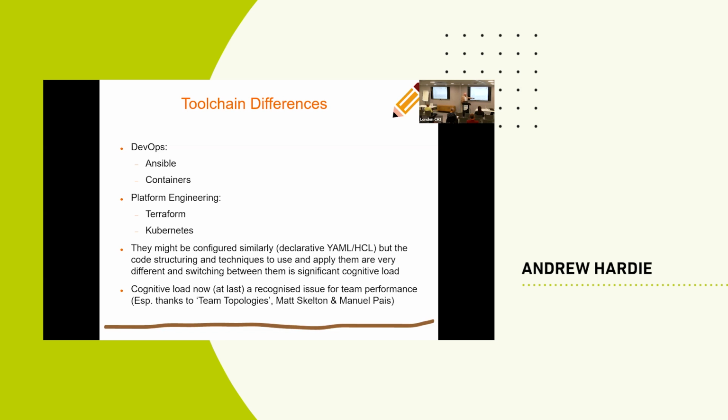Who's read Team Topologies? The book by Matt Skelton and Manuel Pace. I know Matt Skelton, he's a great guy, and I'm so happy for his success. It's about how you organize teams for high performance. And one of the most important things is the cognitive load, because the cognitive load slows people down and makes them stressed.